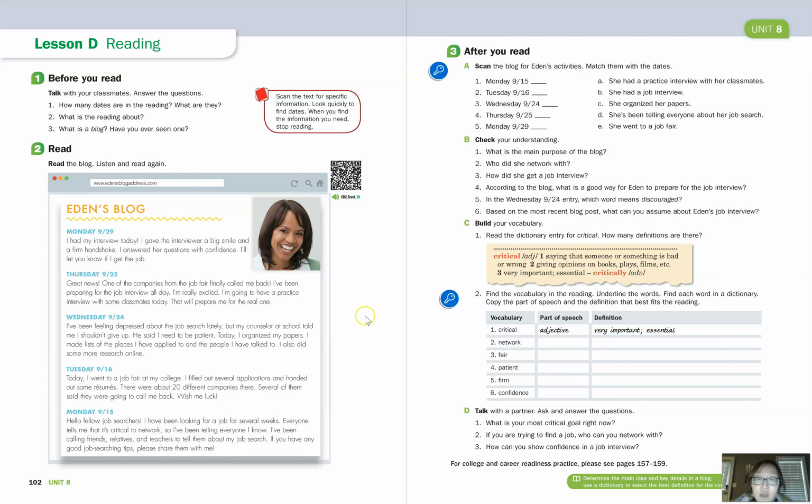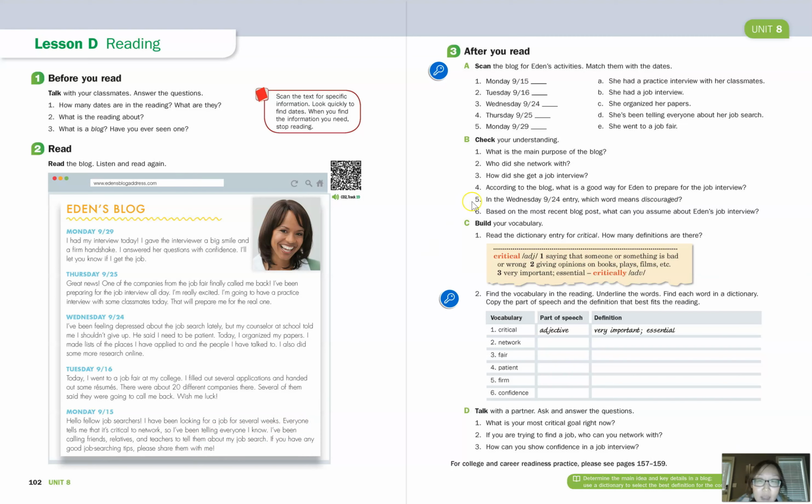Okay, so you can say she's been networking with, or actually the question is past tense, so you can say she networked with her friends, relatives, and teachers. Or you can also say she networked with everyone she knows.